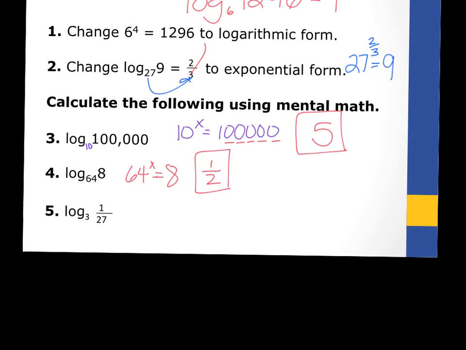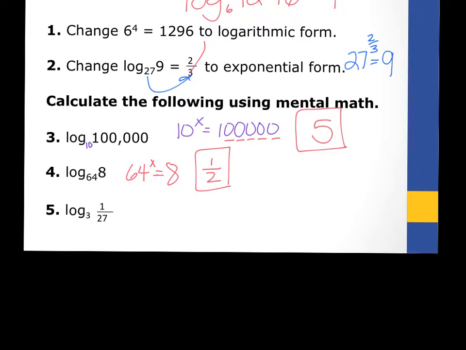And then the last one, log base 3 of 1/27. I'm saying what power do I have to raise 3 to get it to be 1/27? Good. So the negative brings it to the bottom, and then to get from 3 to 27, I'd have to multiply it by itself twice. So 3 times 3 times 3, which would be -3.